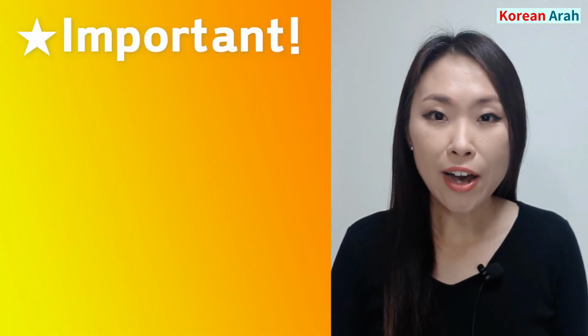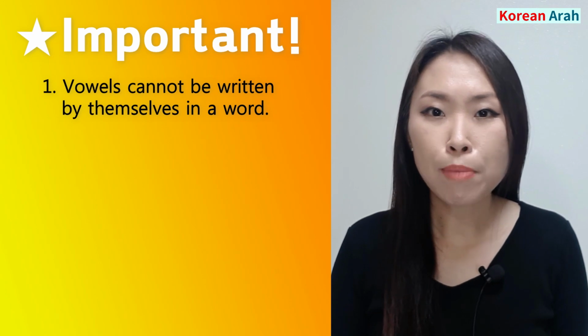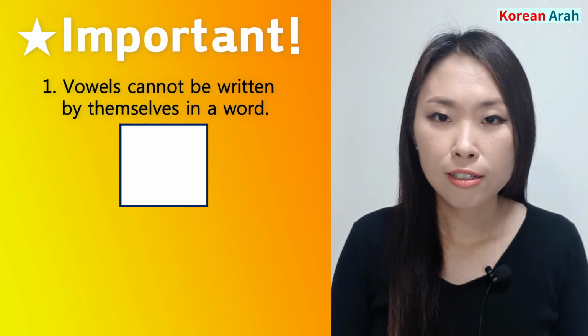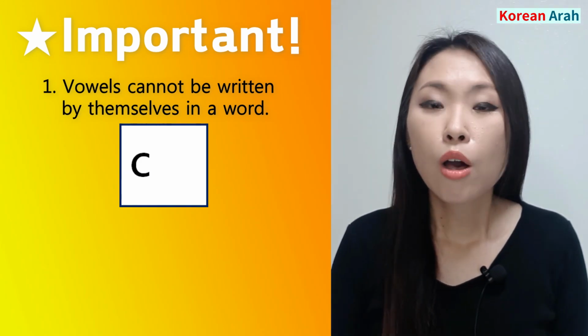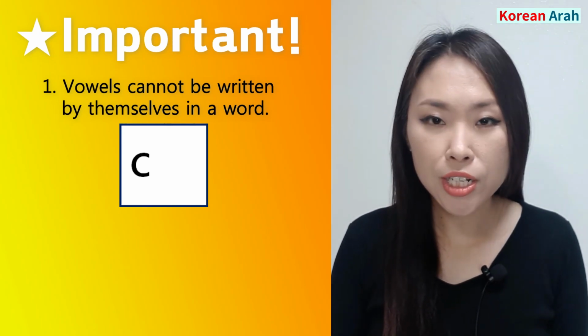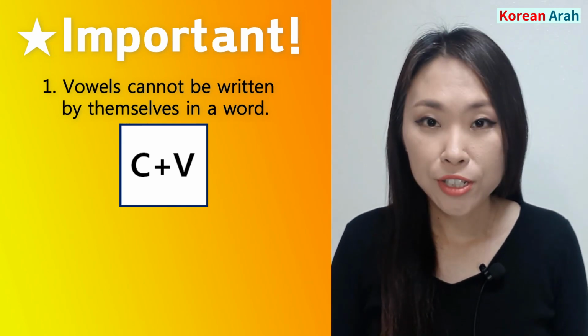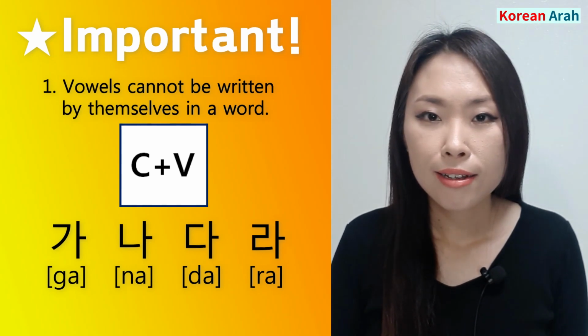When you write Korean vowels, you should remember 2 things. First, vowels cannot be written by themselves in a word. In a syllable block, there should always be at least 2 letters. One letter has to be a consonant, which comes first, and the other has to be a vowel, which comes next. For example, 가, 나, 다, 라.